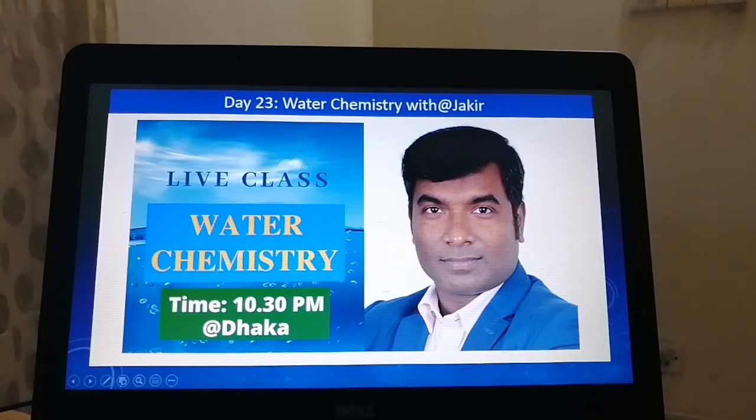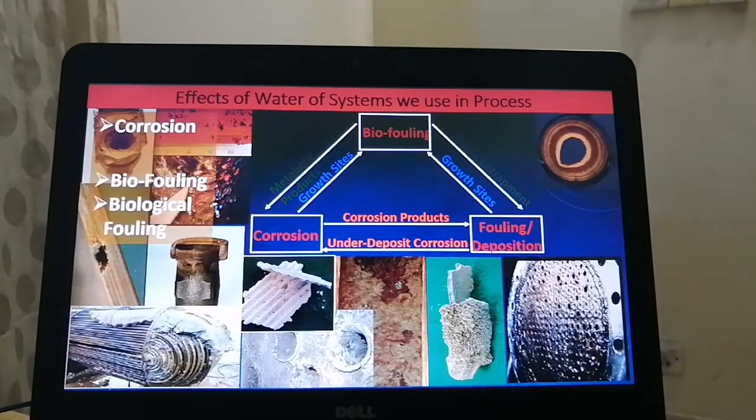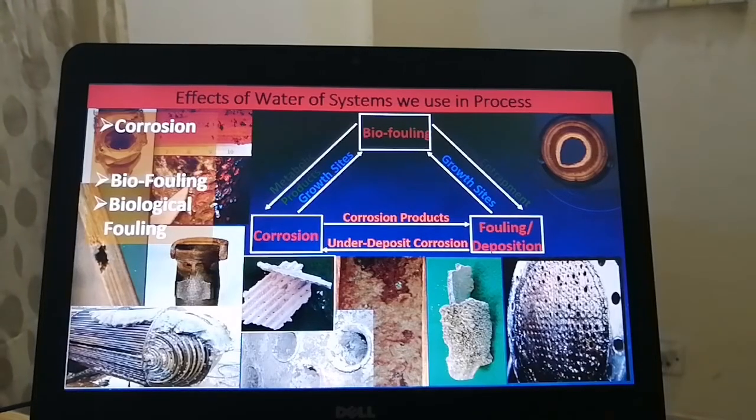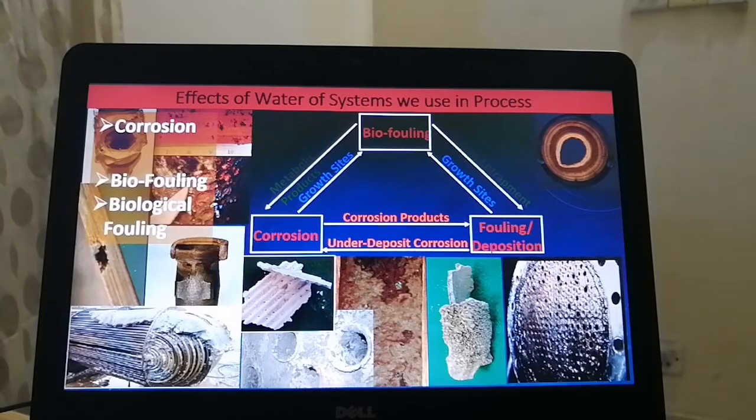So today I would like to continue the scaling second part, the very important part, the effect of water chemistry. Before going to the main topic, again I would like to highlight that the effect of water chemistry on any system is an integrated part of scaling, corrosion, biological fouling and many more. Nothing is a single element. So the water effect started and it's cyclic.